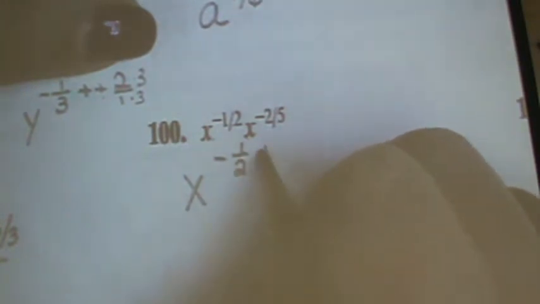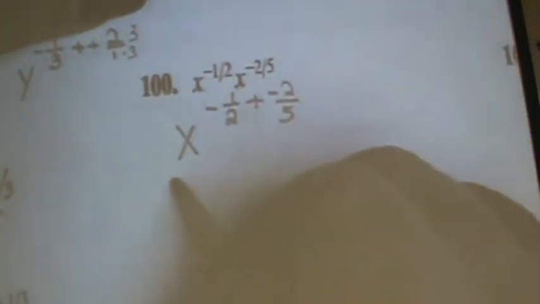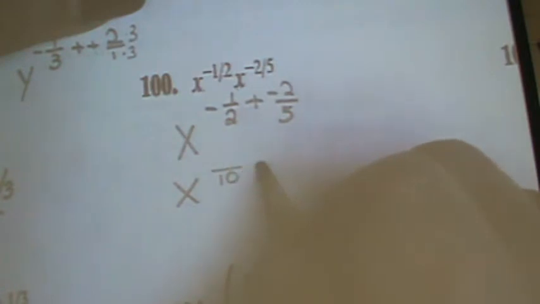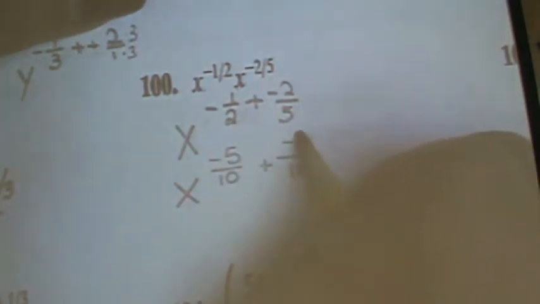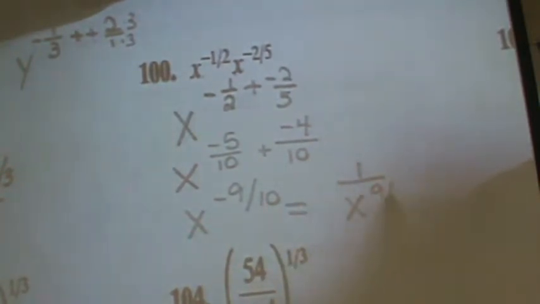These bases are the same, so you're going to add these two exponents because you're multiplying. So what is negative 1/2 plus negative 2/5? Well, it looks like I've got to get a common denominator. My common denominator is going to be tens. So multiply by 5, multiply by 2. So it's x to the negative 9/10, or 1 over x to the 9/10, because they don't want negative exponents.